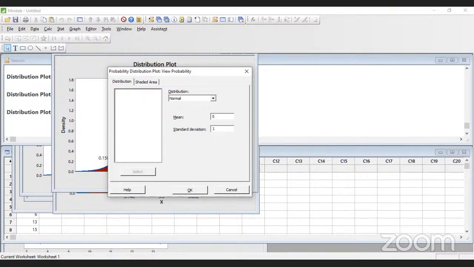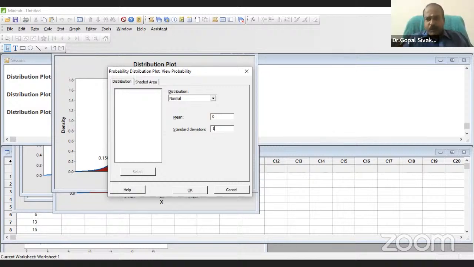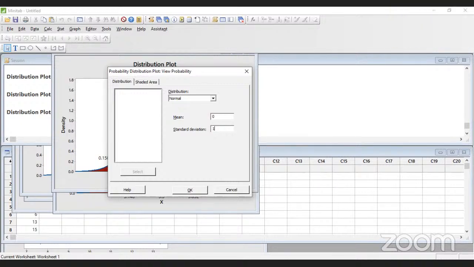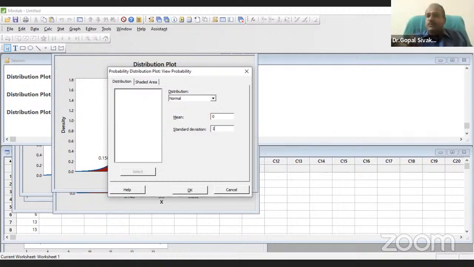When you assume mean equal to 0, standard deviation equal to 1, now the resulting distribution is called standard normal distribution. All of you, do you understand when a normal distribution will be called a standard normal distribution? When mean becomes 0 and standard deviation becomes 1.